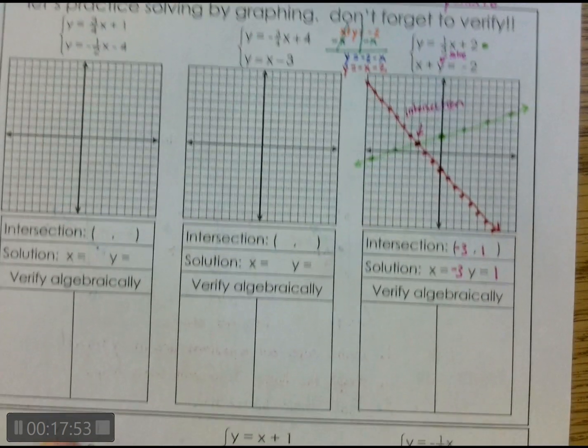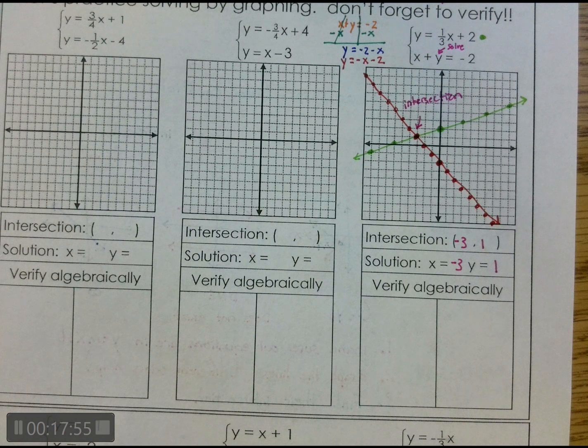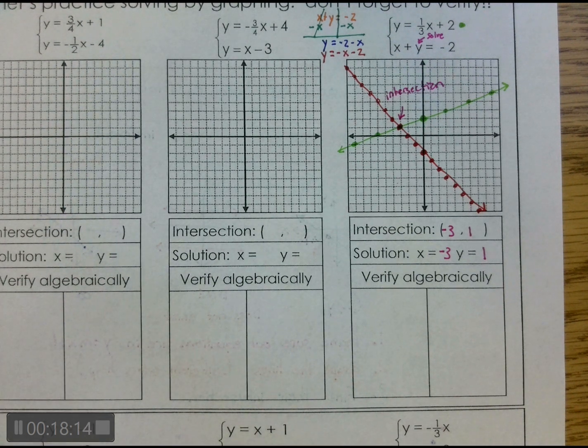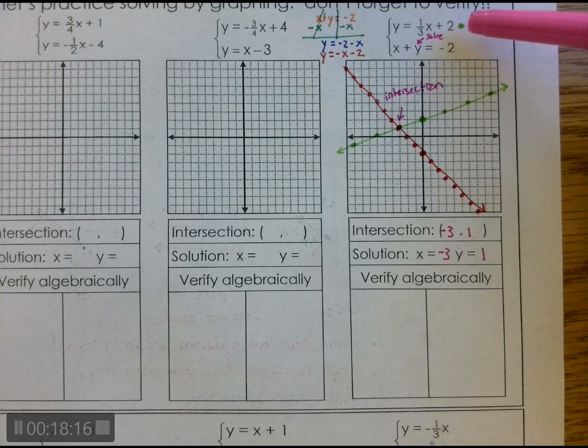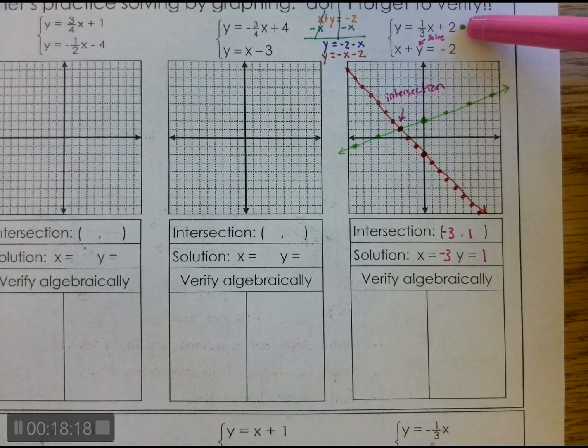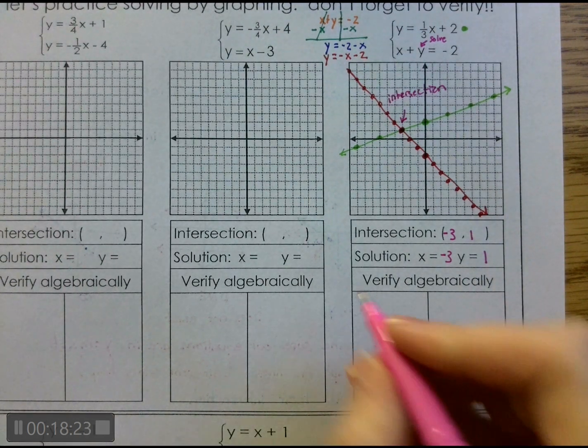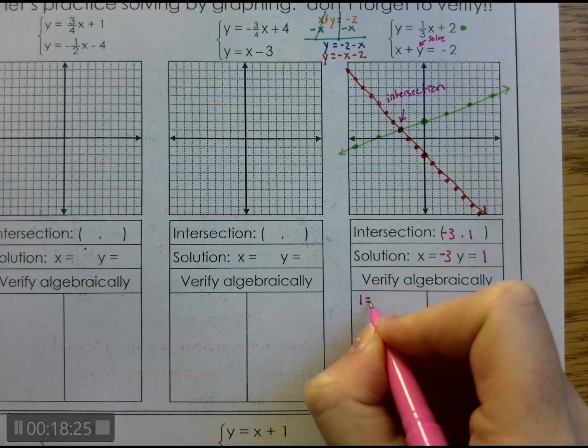Alright, so where it says verify algebraically, and now you will be able to do this part for your other problems as well. We are going to substitute in the x and the y into each equation. So for our first equation, which I used for green, and I'll use pink. Okay, we have y equals 1/3 x plus 2. Okay, so y we said was 1.